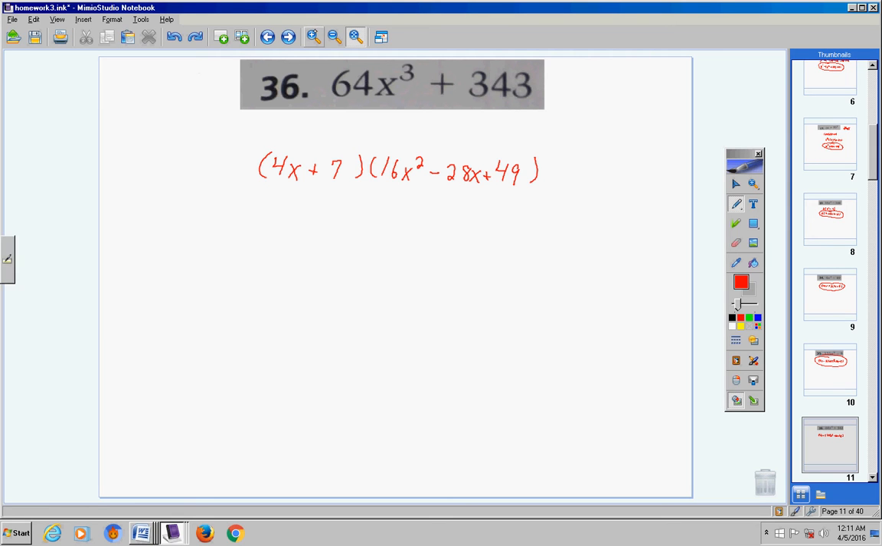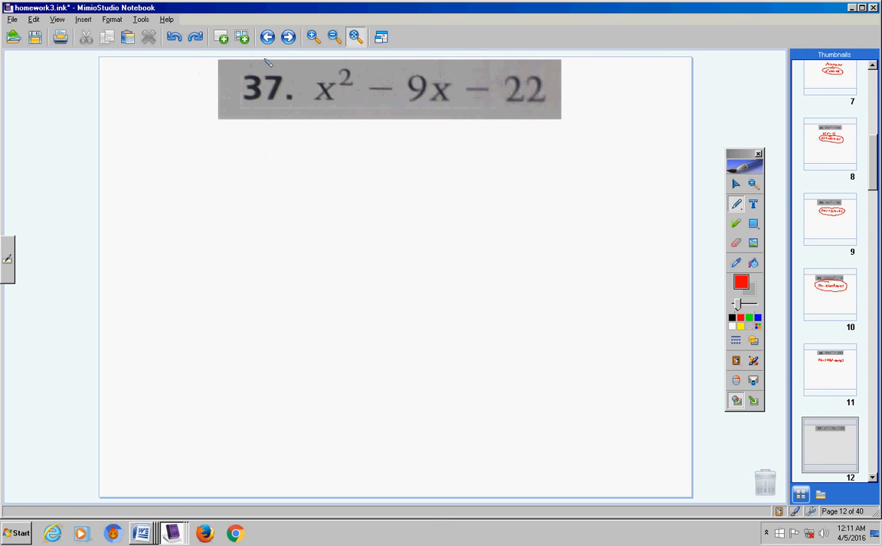Alright, moving on now to number 37. Alright, now pull out what's common first, but there's nothing common. So I'm left over with a trinomial. Now my exponent is 2. My exponent is 1. This is twice as big as this, so that's good. I have a lead coefficient of 1. That's the easy kind of trinomial to factor.